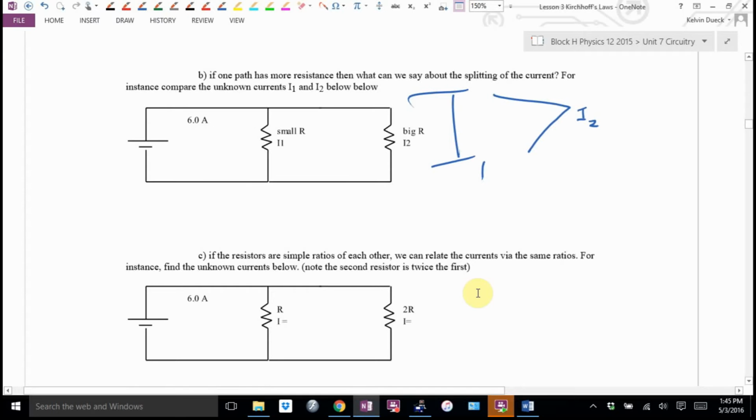Part C, I've never really bothered memorizing. I have used it once or twice as a shortcut. I don't think I've ever had to use it to solve anything. I was always able to find a different approach. If they're simple ratios of each other, we can relate the currents via the same ratios. In other words, if this is R and this is 2R, how will the current split up? Which current will be bigger, the one in the middle or the one on the right? Okay, the middle one will be bigger because smaller resistance, and it'll be in a 2-to-1 ratio. How can you break 6 amps up in a 2-to-1 ratio?